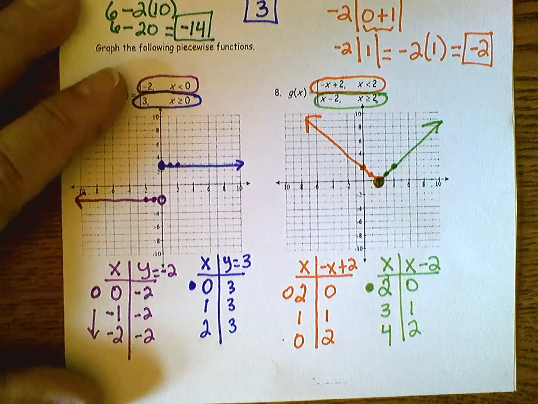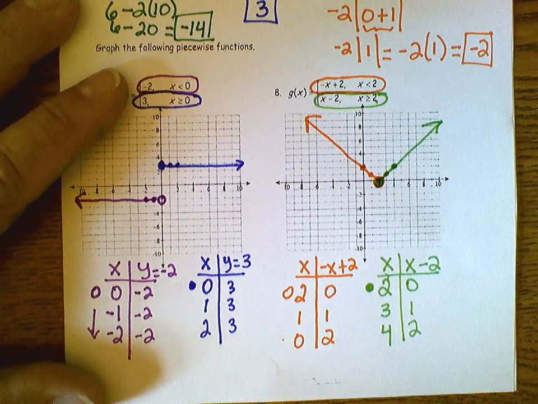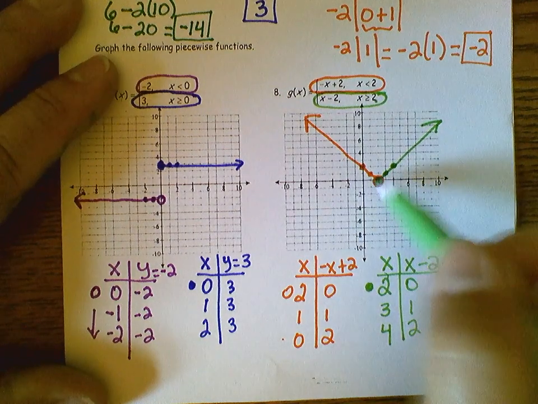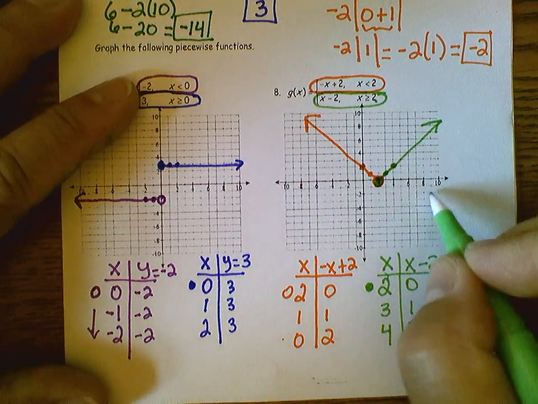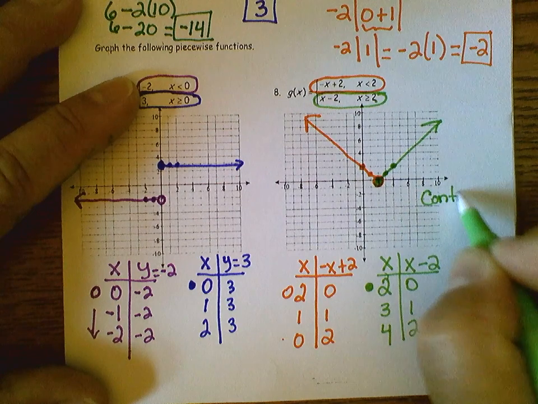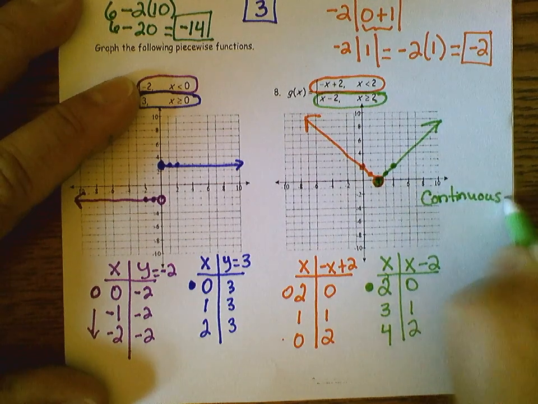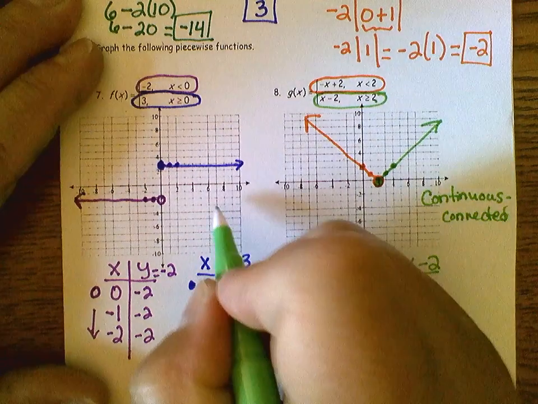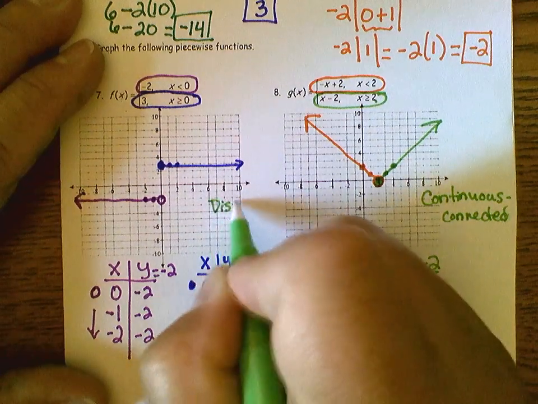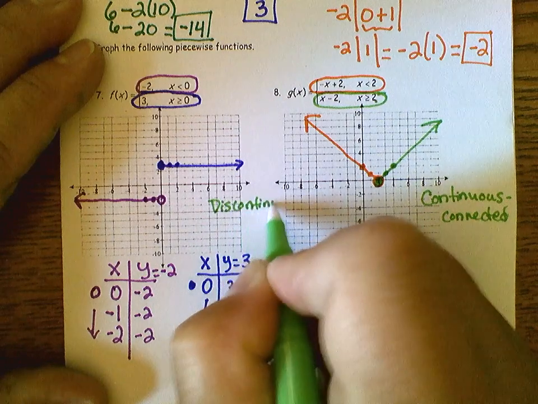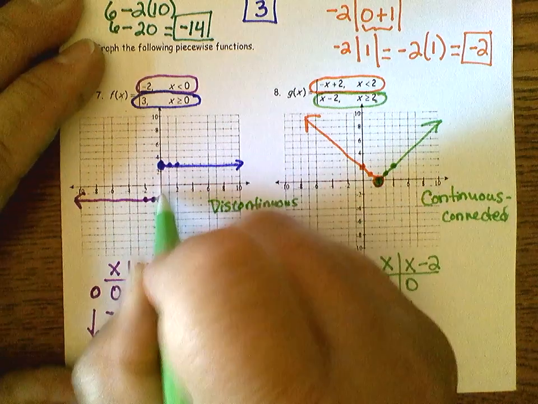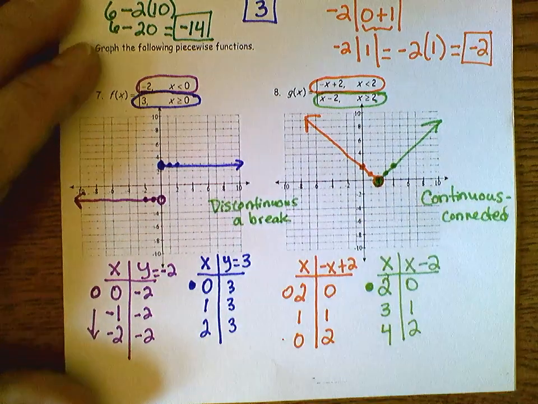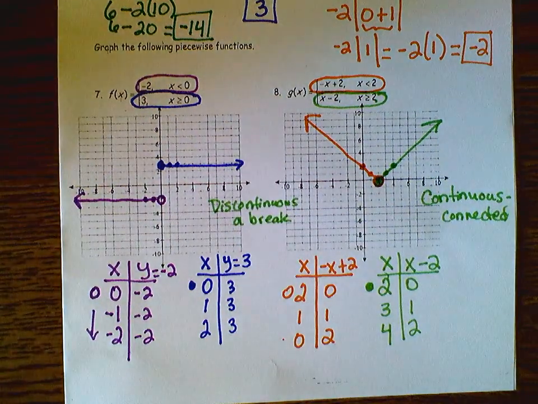So it almost looks like, or it does look like an absolute value function. This function is called a continuous function because it is connected. This function is called discontinuous because we have a break here. It does not connect all the way through.